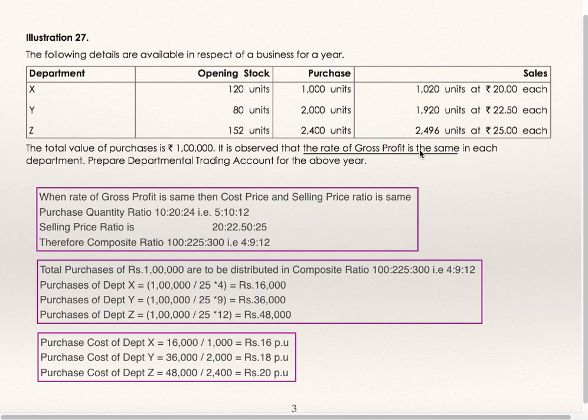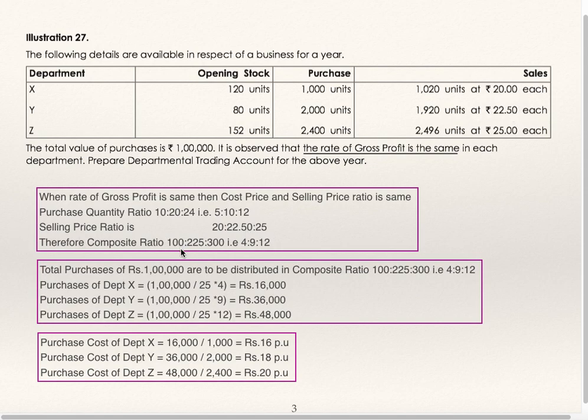When rate of gross profit is same, then cost price ratio and selling price ratio is same. Purchase quantity ratio is 10 is to 20 is to 24. 1000, 2000, 2400 units they have purchased respectively for X, Y and Z departments. Therefore, purchase quantity ratio is 10 is to 20 is to 24, that is 5 is to 10 is to 12. Selling price ratio, which is same as cost price ratio, is 20 is to 22.5 is to 25.